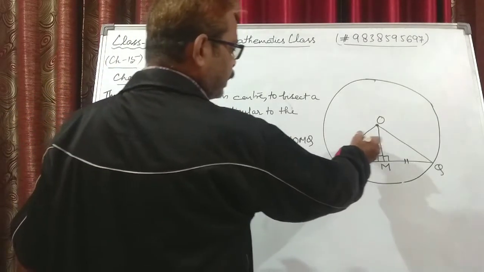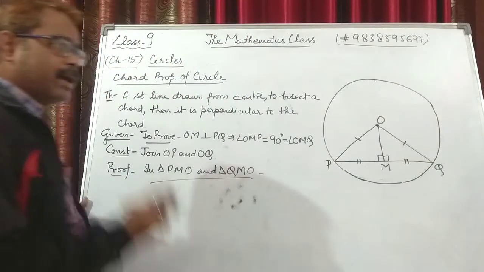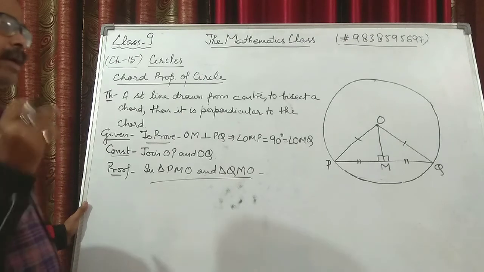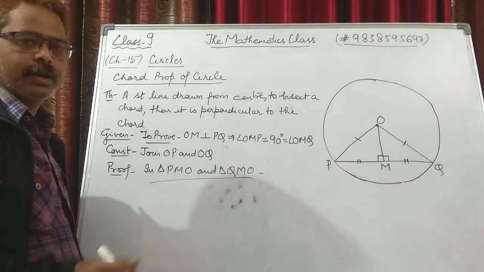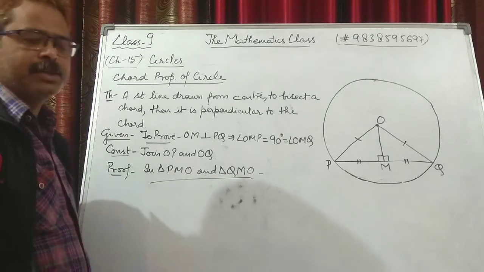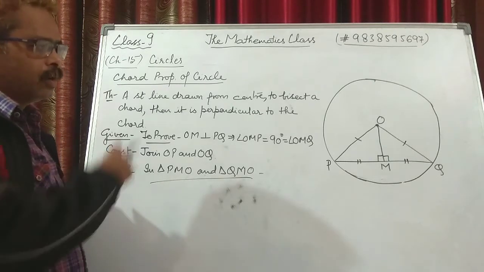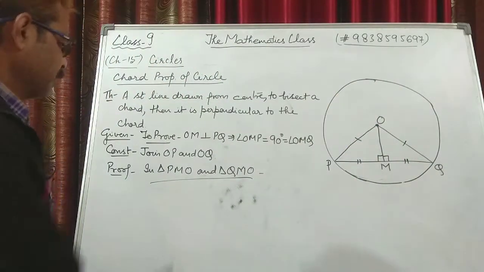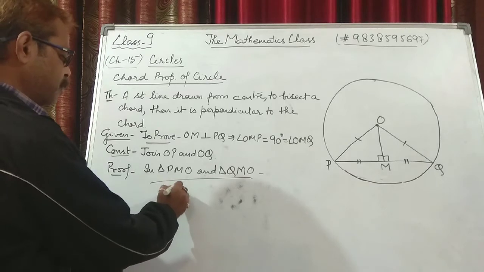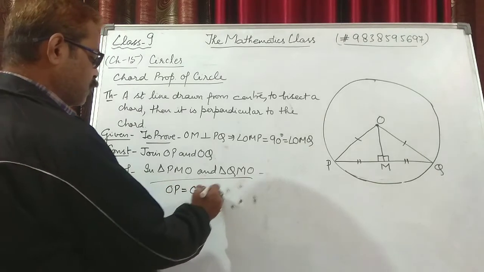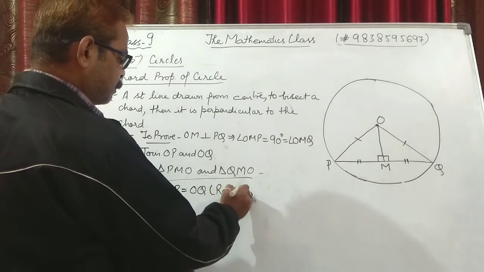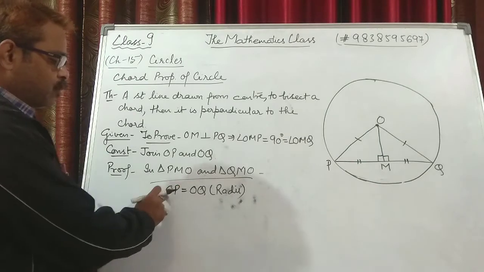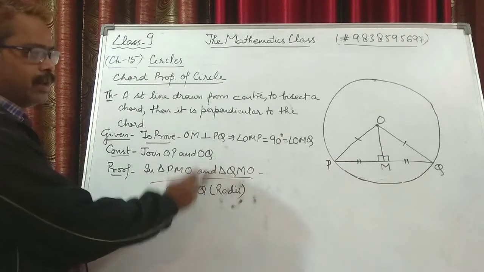We know that OP and OQ are equal. Why? Because these are radii of the same circle, and the radii of a circle are equal. Radii is the plural of radius. So all the radii are equal: OP, OQ and whatever else I draw. So first, OP is equal to OQ. Why? Radii. It is understood because you can see the common center O, so OP and OQ are the radii.